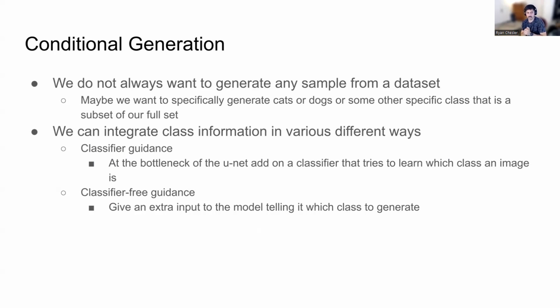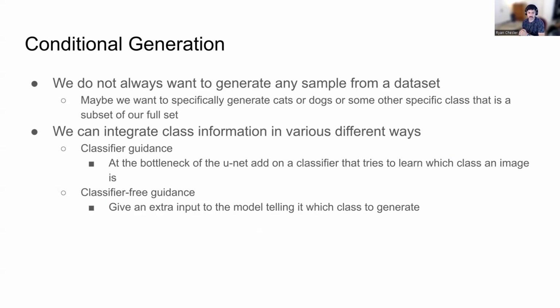People have figured out various ways to guide and steer these models to generate what they specifically want. In the book, they discussed two different techniques. One of them is classifier guidance. What they do with this is at the bottleneck of the UNet, they add a classifier, and that classifier is trying to guide it to which class the image actually is during the generation.